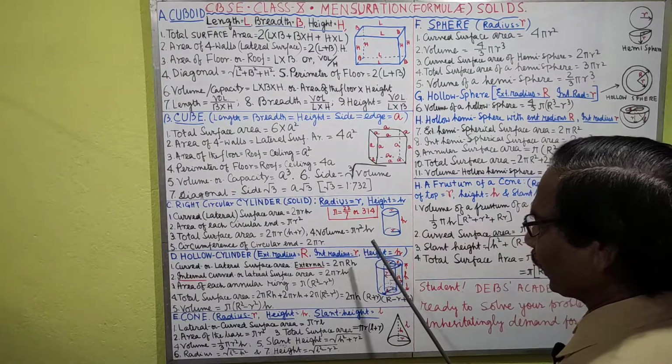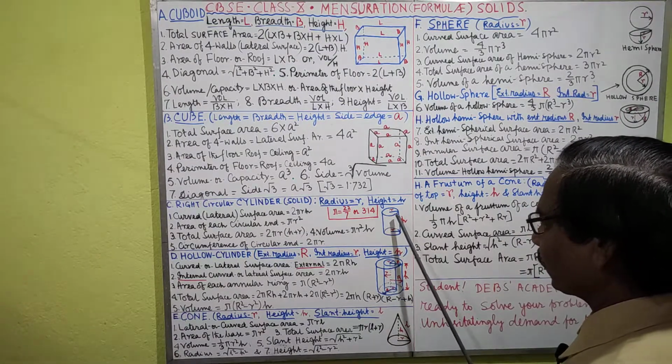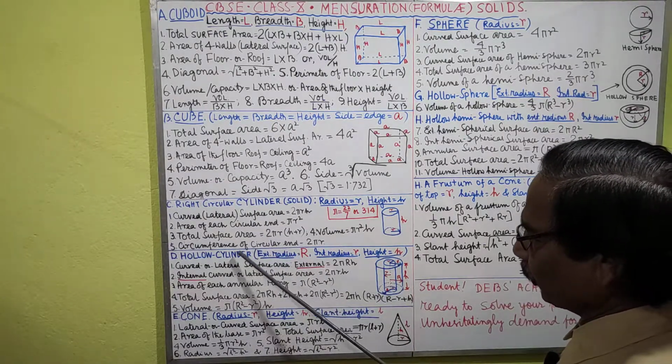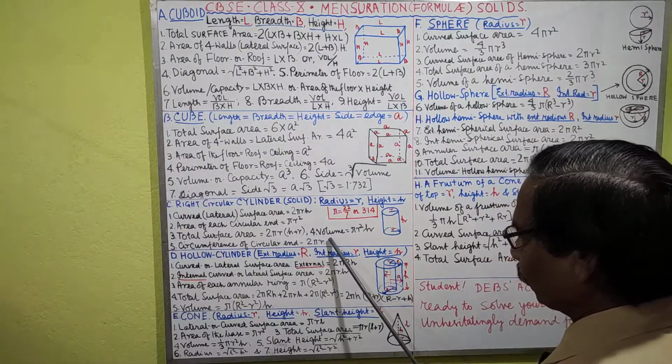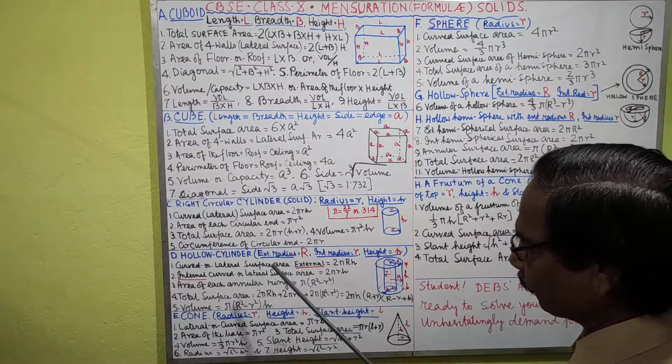This is a right circular cylinder. It has got a radius R, height H, and the different formulae are these 1, 2, 3, this is 4. Volume is pi r square H, this is 4 and 5.